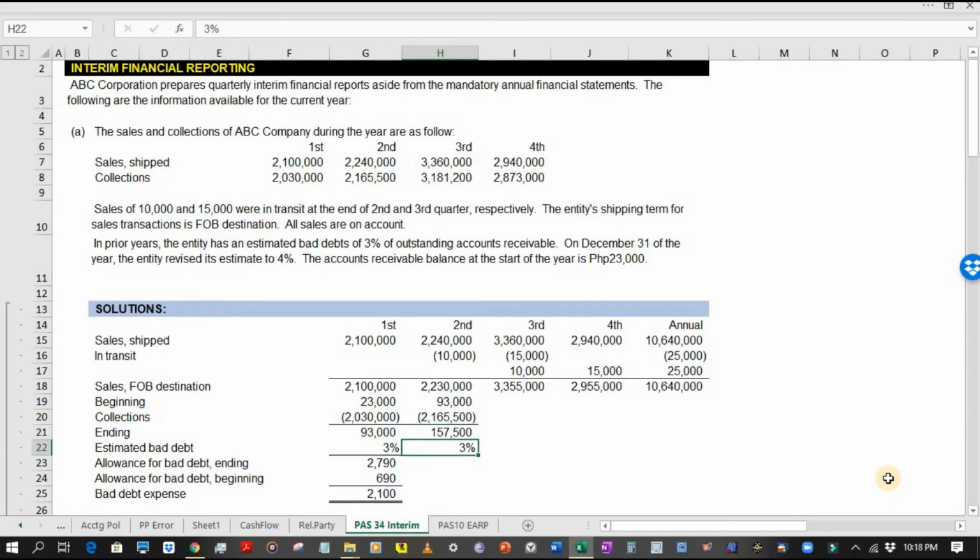So it means that the ending balance of allowance for bad debts as of the end of the second quarter, which is June 30, is 4,725. And the allowance for bad debt at the start of the second quarter, which is April 1, is 2,790, which is the ending balance of the first quarter. So it means that we need to record an additional bad debts of 1,935 pesos for the second quarter.